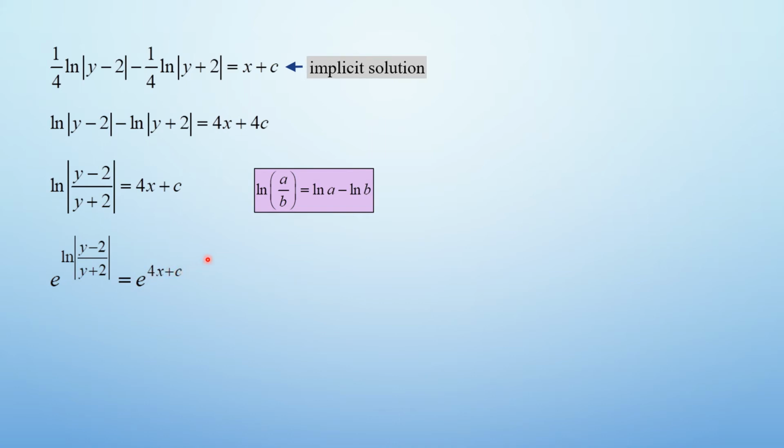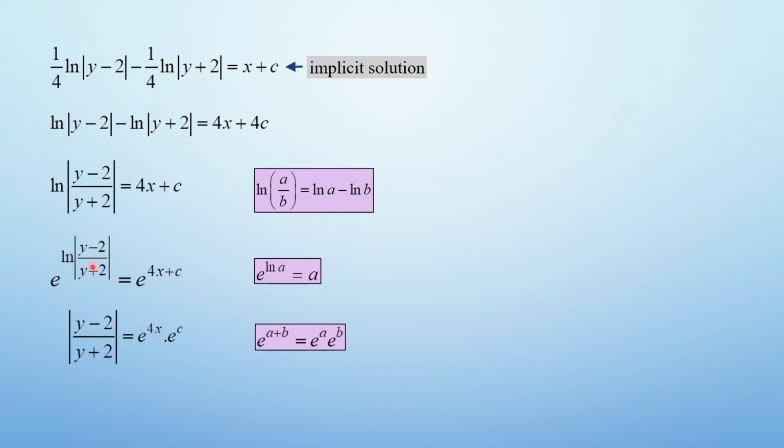Now let us apply another law, which is e to the ln a equals a, and e to the power of a plus b is e to the power of a times e to the power of b. So for the left side, we're going to apply this law. e to the ln a is a. So e to the ln of absolute y minus 2 over y plus 2 is absolute y minus 2 over y plus 2. And for this right side, we apply this law.